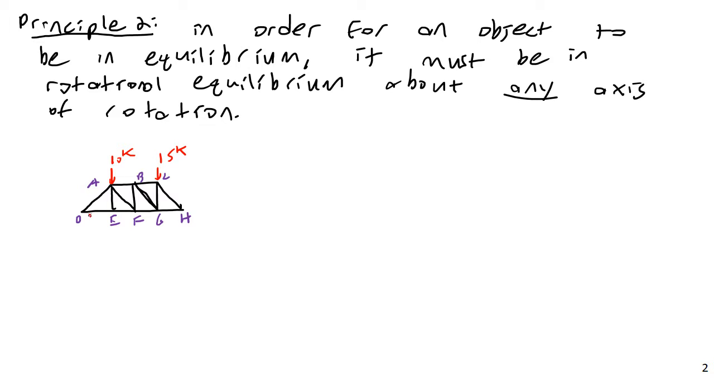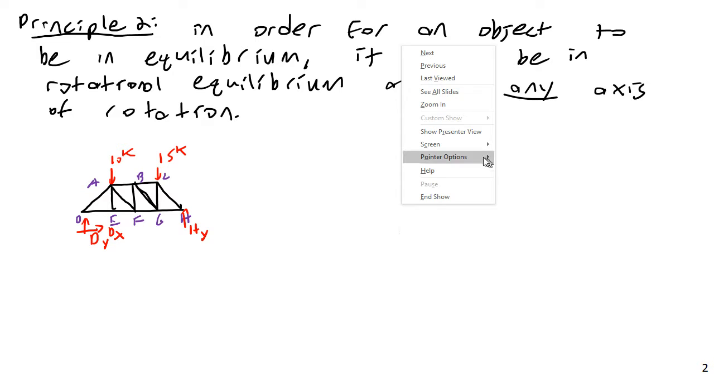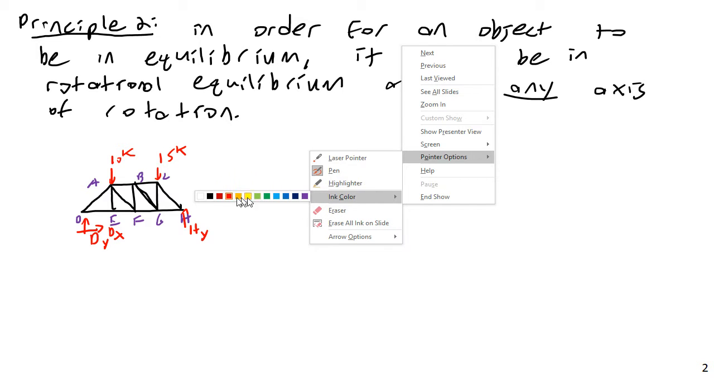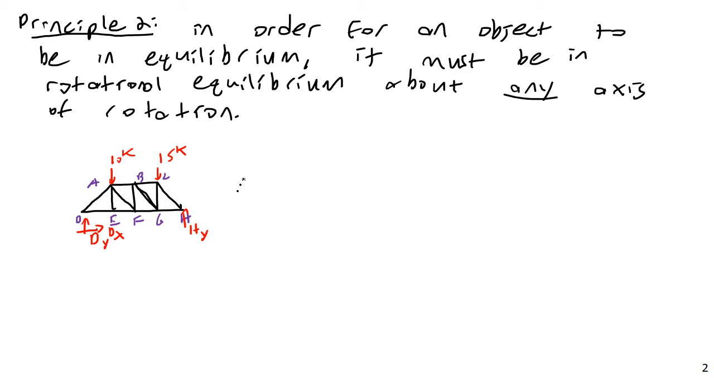And let's say this is simply supported, so there's a Dy here, and a Dx here, and maybe a Hy here. Okay, so fairly straightforward truss. So if I wanted to look at equilibrium, I could sum equilibrium of this truss about any point, and it still should be true.